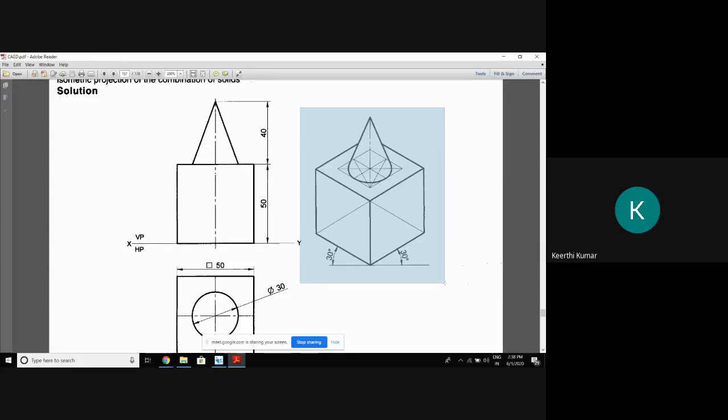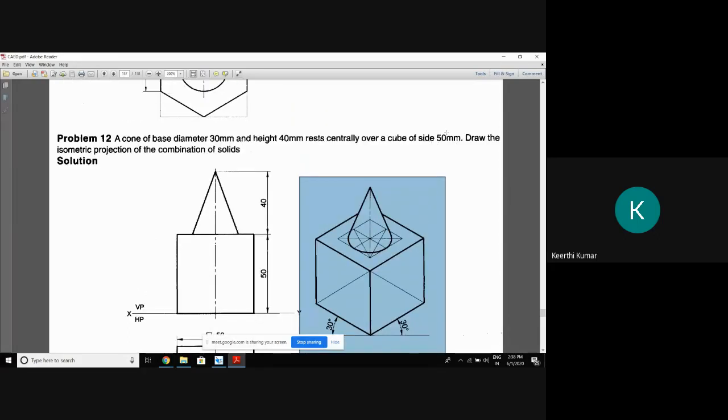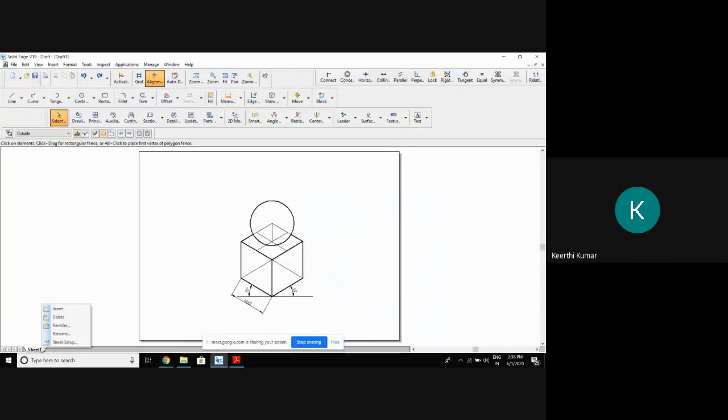Now, what is the base solid? The base solid is a cube of 50 mm size. I explained already how to draw the cube, so all of you please draw the cube of 50 mm and be ready. I'll explain how to draw the cone. I want you to draw the cube with the thin line. Don't make it thick. Everything should be thin.